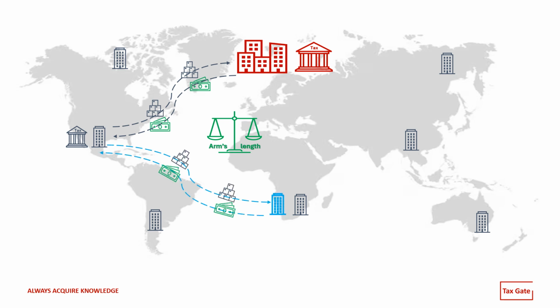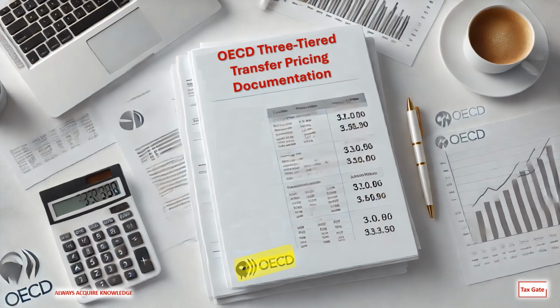To ensure compliance, the OECD introduced a three-tiered documentation approach under BEPS Action 13, which includes the following: the master file, which is a high-level overview of the multinational group's global transfer pricing policies; the local file, a detailed report focused on the specific intercompany transactions of a local entity; and finally, the country-by-country report, which is a breakdown of financial and tax-related data for each country in which the group operates. And in today's video, we'll focus on the local file, which is essential for transfer pricing compliance.